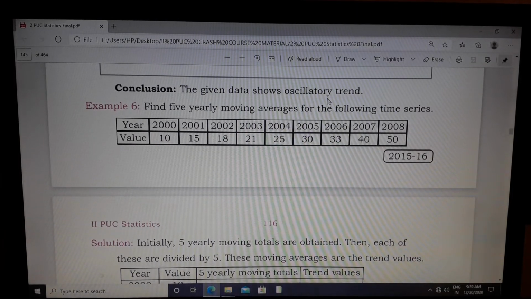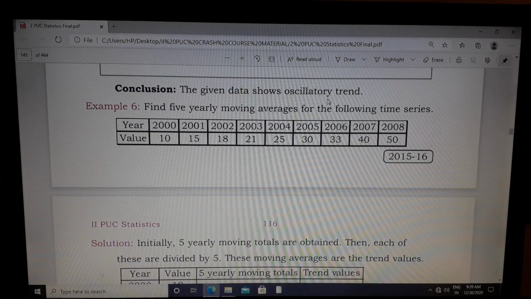Initially 5-year moving totals are to be calculated, and you know that generally moving averages means finding the averages by overlapping the time series data. Clear? Here overlapping, I mean, for 3 yearly we have done 1, 2, 3, again 2, 3, 4, again 3, 4, 5. This way it will be overlapping years.